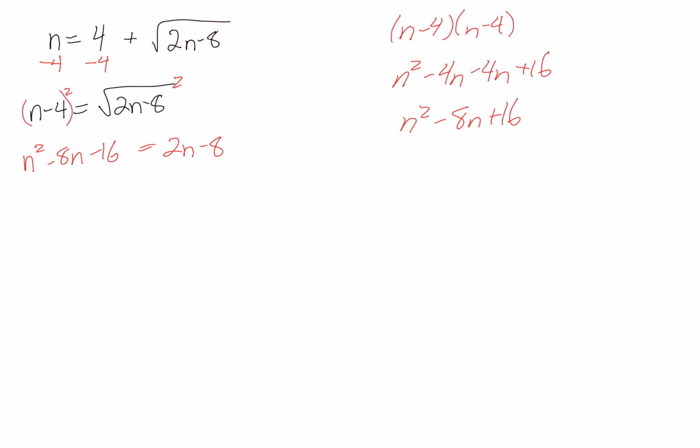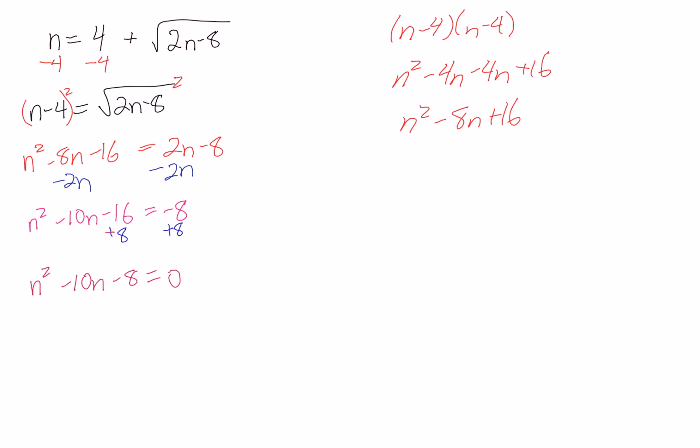Because we have a quadratic, we have an n squared in there, what we have to do is make it equal to 0. So bring the 2n over, and we'd have n squared minus 10n plus 16 equals negative 8. So our last step is to get rid of the 8. We should get n squared minus 10n plus 24 equal to 0.